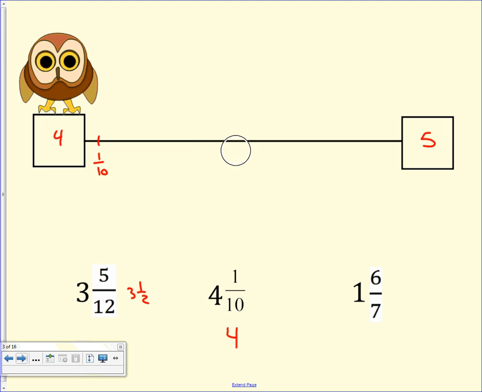And finally, 1 and 6/7. 1 and 6/7 is going to be between 1 and 2. With 6/7, we've got that same problem with that odd number, not easily divided. If I divide 7 in half, that's going to be 3.5. So really it's between 3/7 and 4/7. 4/7 right there, that's that magic half spot. 6/7 is, well, it's pretty close over here to the 2. What do you think?